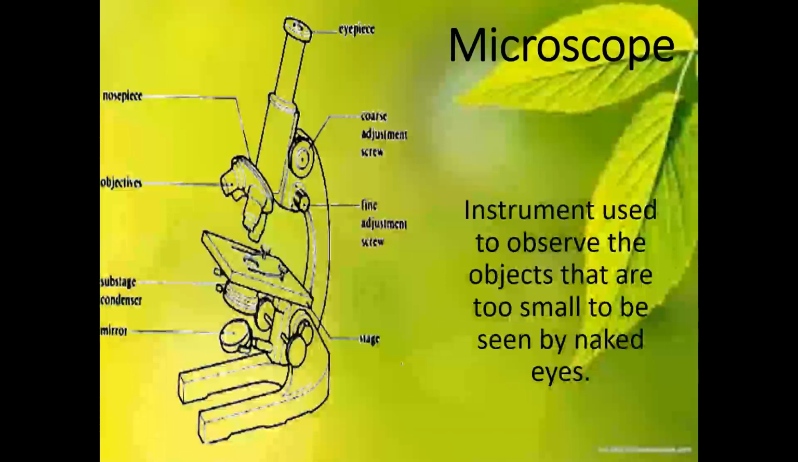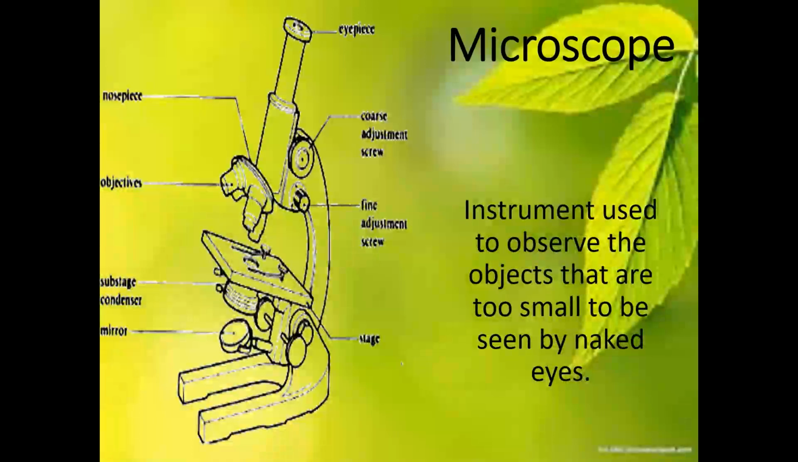What is the meaning of the microscope then? A microscope is nothing but an instrument used to observe objects that are too small to be seen by naked eyes. So, these microscopes help to observe minute things, microscopic objects. In order to observe microscopic objects, a microscope is designed with a set of lenses. You can see the picture of a microscope here.